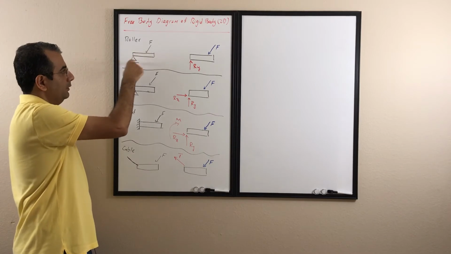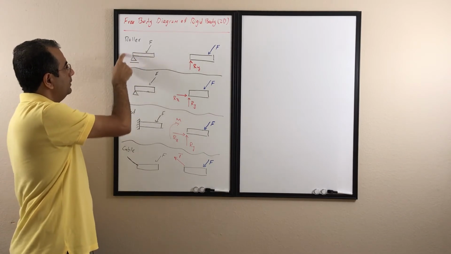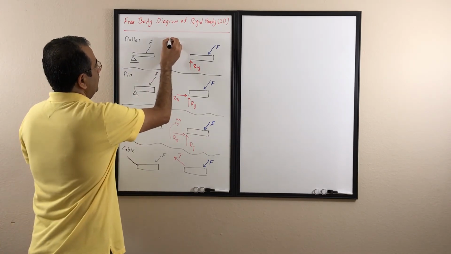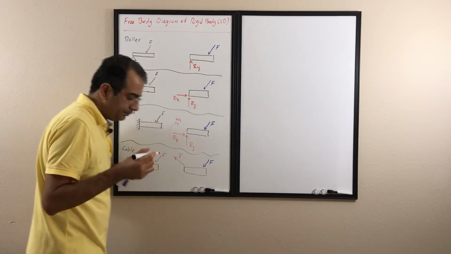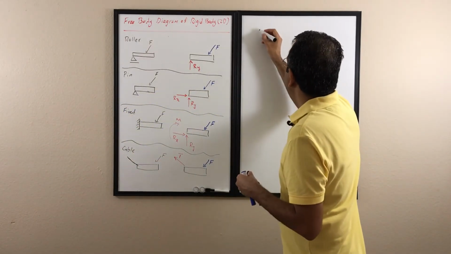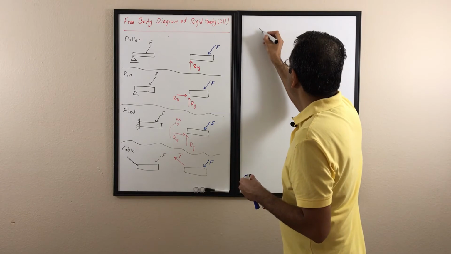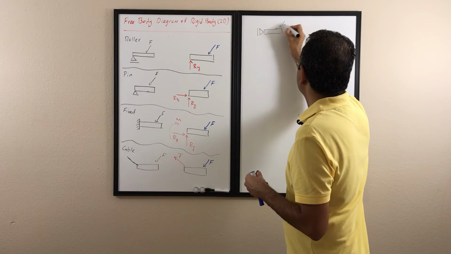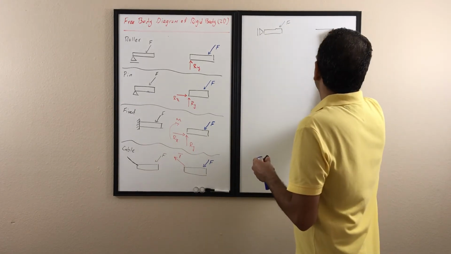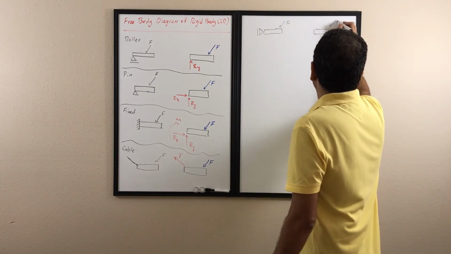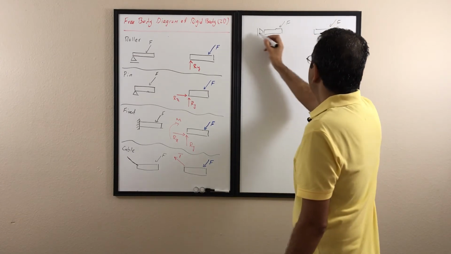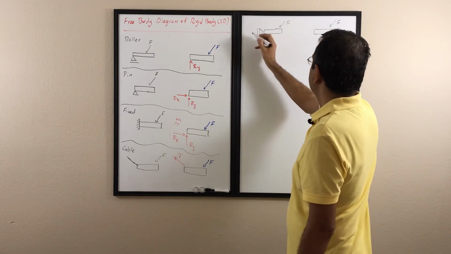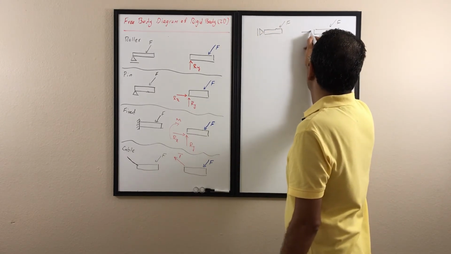For example, assume I have an object like that and the roller was like this. Then the free body diagram of that is the object, that was the F, because the roller in this case doesn't hold it from going up or down, it just doesn't let it go left or right, so it's going to be R_X.